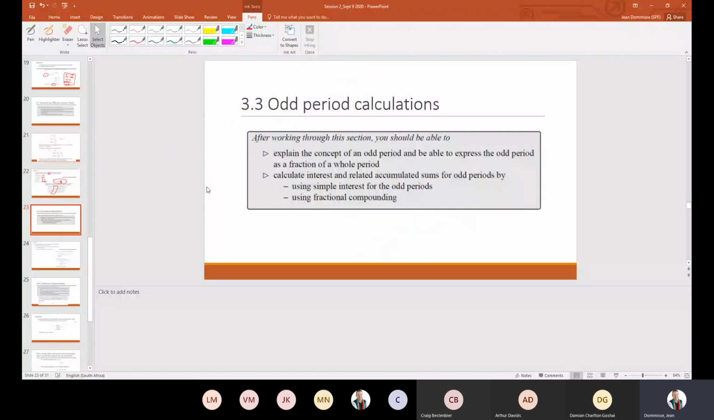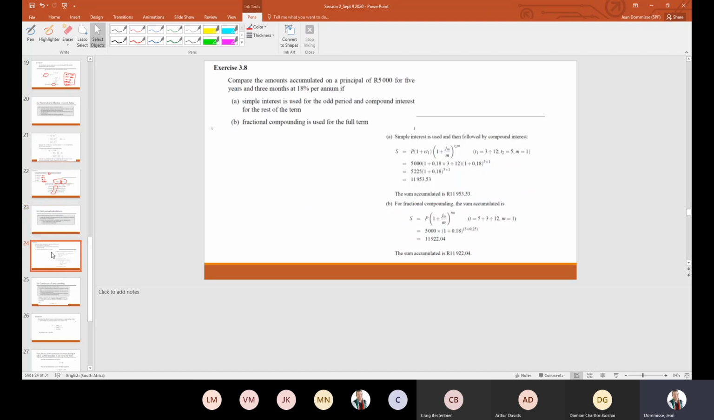Then the other things, so we looked at simple interest. There was the section on counting days. This is very similar in that it looks at not just counting days, but different time periods. And they love to ask questions like this.